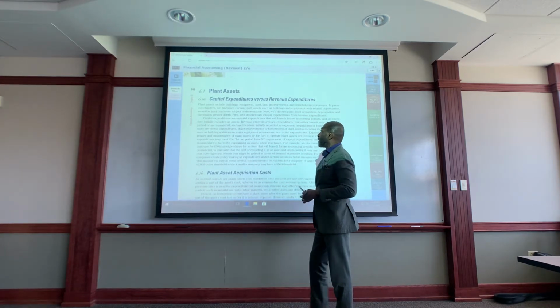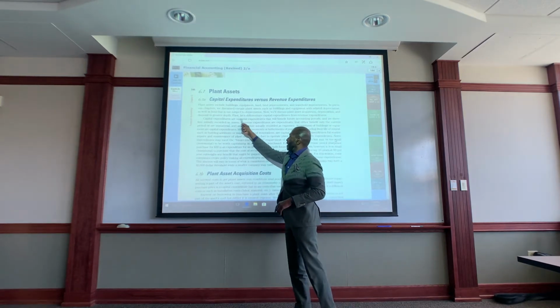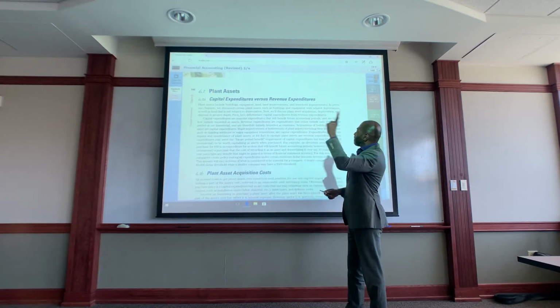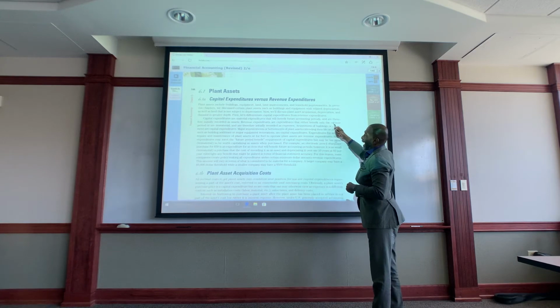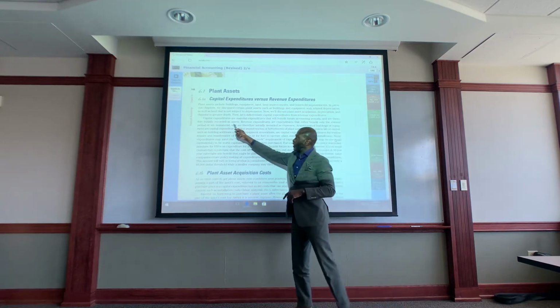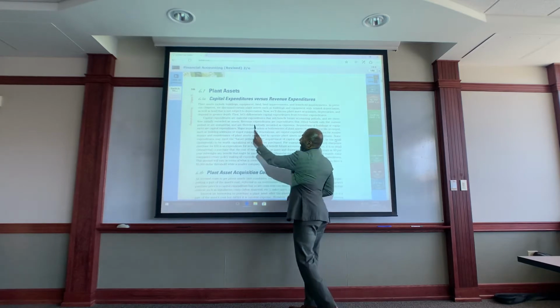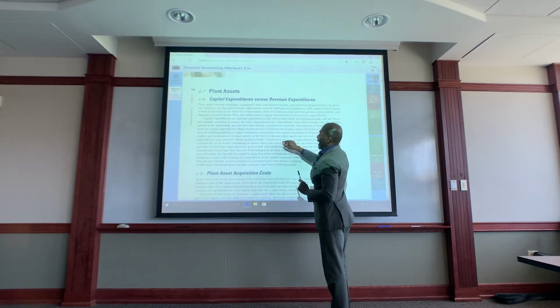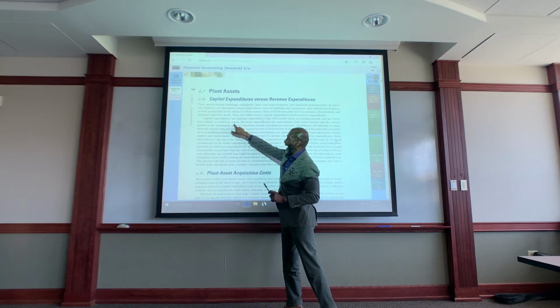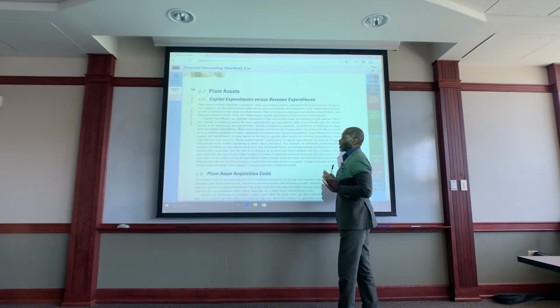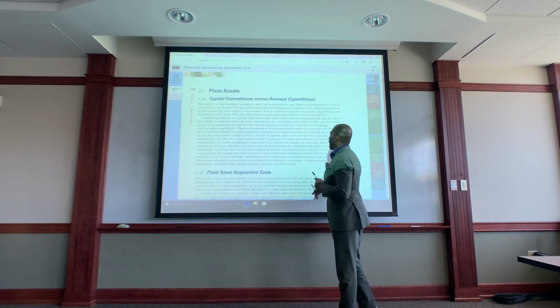Let's say that again. Capital expenditures are material, and the benefit is for the current and the future accounting periods, and they are recorded initially as assets. Whereas a revenue expenditure is an expense. All right? Capital expenditures are assets. Revenue expenditures are expenses. And where do expenses go? They go on the income statement.